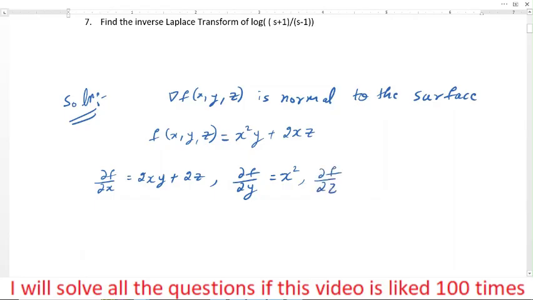Only we will remain with x square. Differentiate f with respect to z. This term x square y will become 0. Only we have to differentiate this term. Here the differentiation of z is 1, so we remain with 2x.